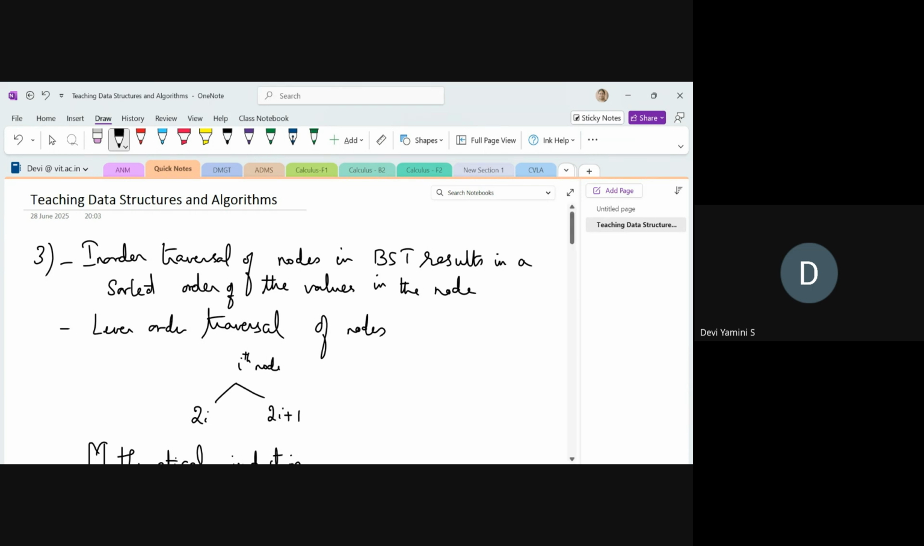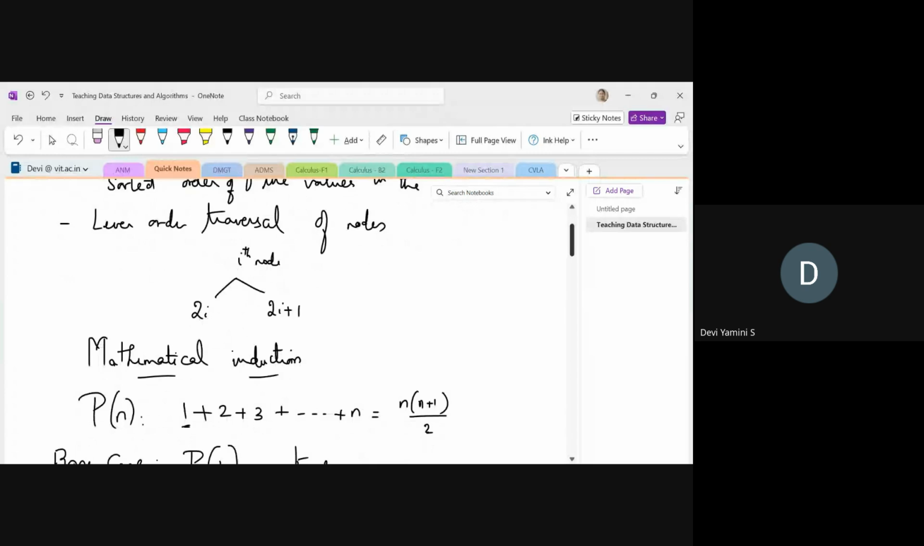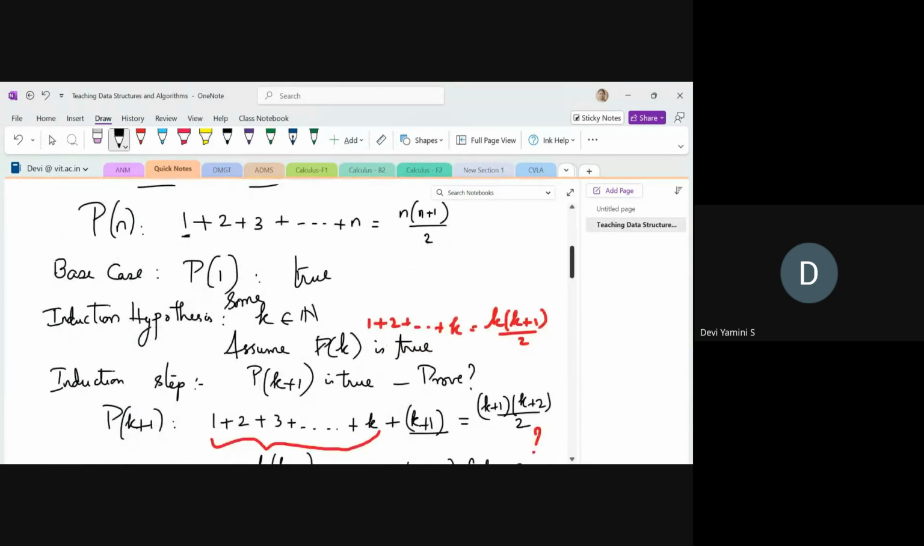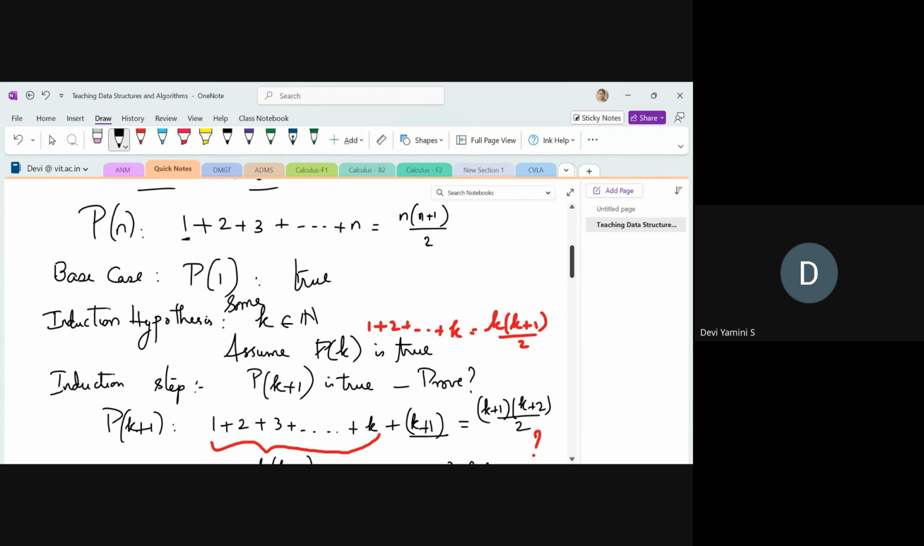So I've given a basic idea of how to apply induction: the base case, induction hypothesis, and induction step. For the base case, you have to prove it. For the induction hypothesis, you have to assume it. And for the induction step, using the assumption, you have to prove the next value, k plus 1, to be true.